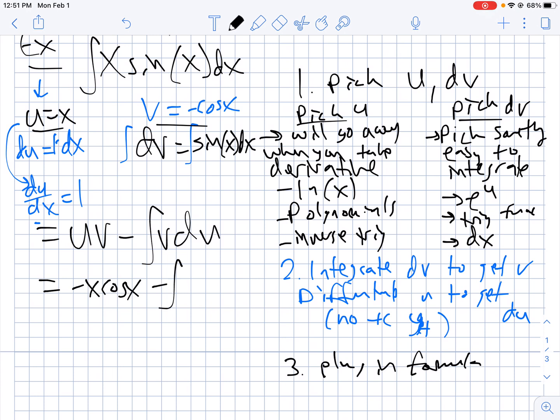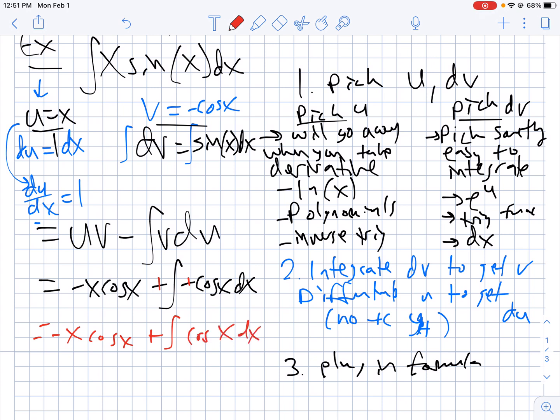So minus the integral of minus cosine x times a 1 dx. Sorry about the little dot there. And you might be crying foul and say, well, Boris, there's still an integral. But I want to point out this is a much simpler integral. This just has you do negative x cosine x plus the integral of cosine x. You guys know how to integrate cosine x.